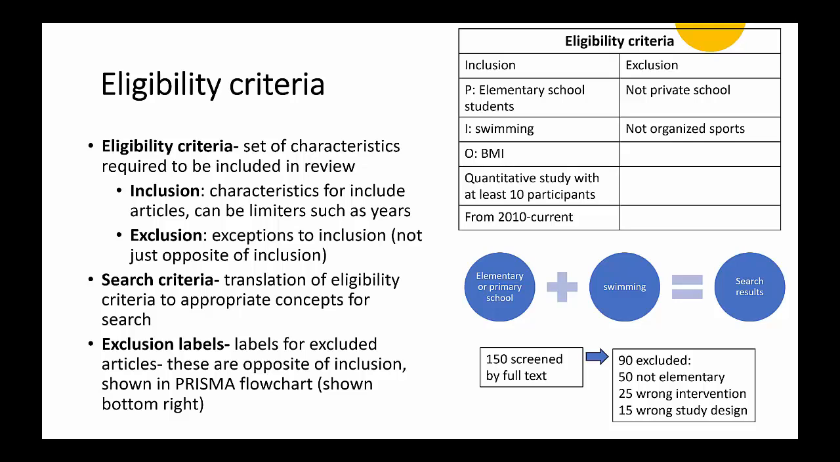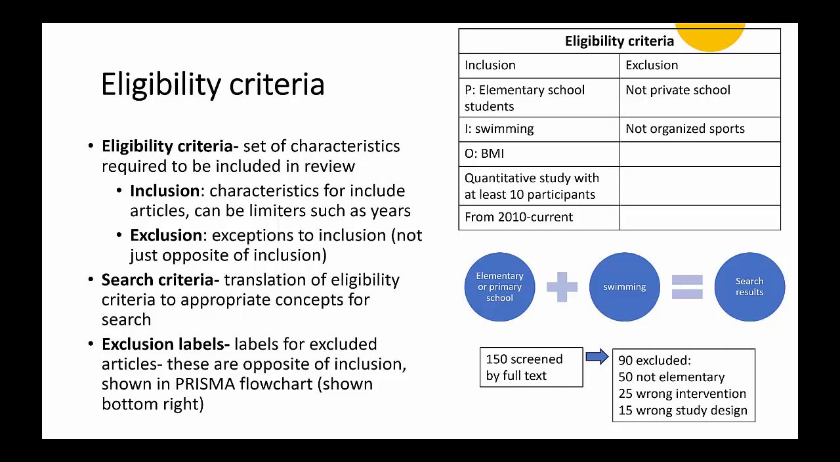So exclusion criteria within eligibility criteria is really meant to be exceptions to the inclusion. And so I tried to kind of think of some easy examples here. So in this one, I'm saying, oh, our population is elementary school students, and maybe my exclusion is not private schools or something like that. And then we're going to look at swimming, but not like organized swimming. So maybe this is more like the swimming at school or, I don't know, just not like an organized sport kind of swimming, just like maybe swimming more for fun.